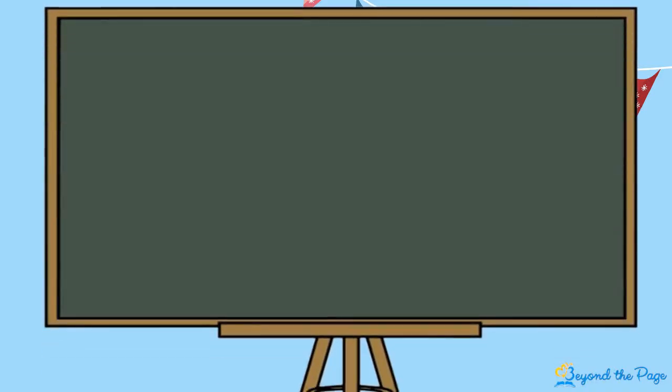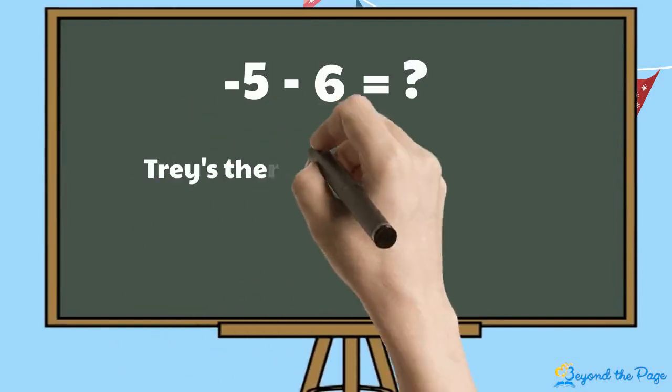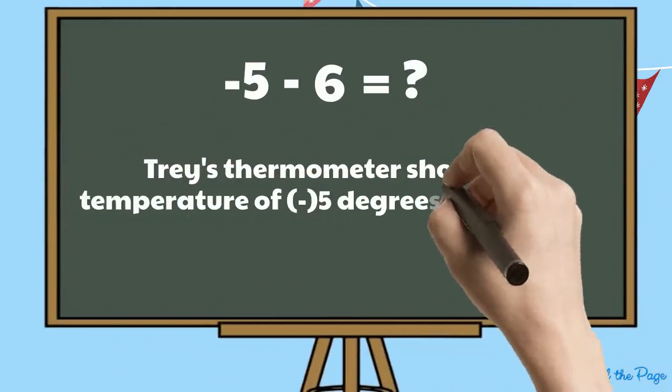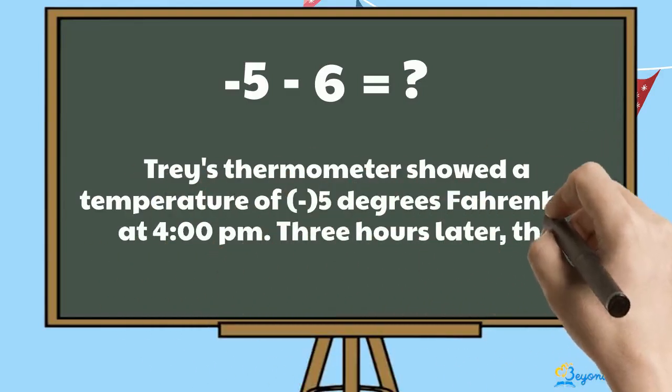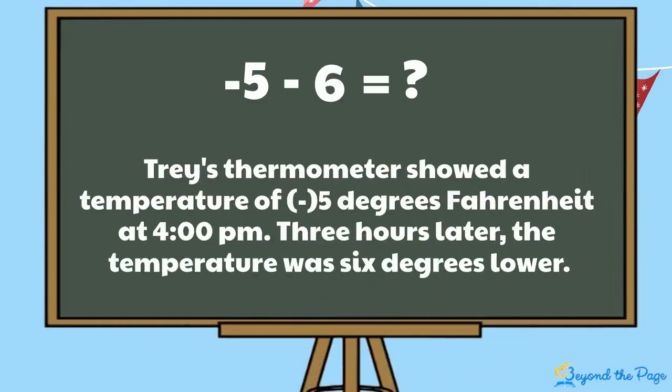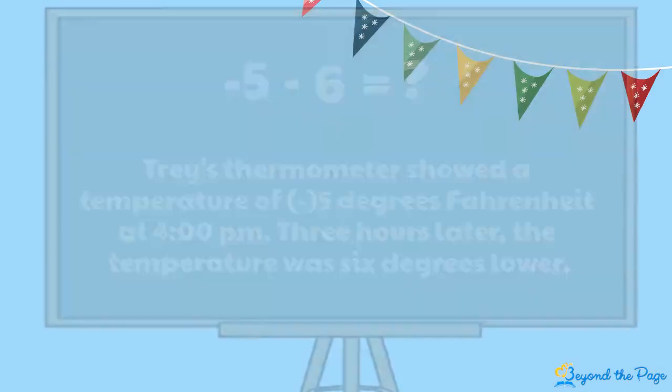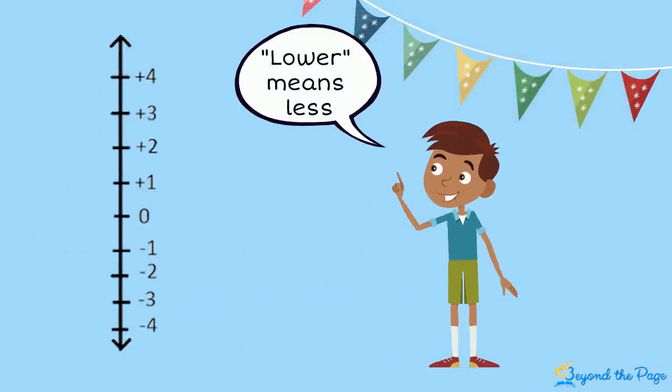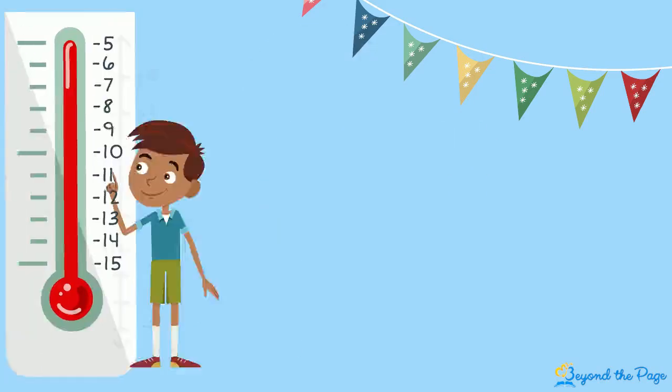What happens if you start with a negative number and then subtract a number? Let's look at this one as a word problem. Trey's thermometer showed a temperature of negative 5 degrees Fahrenheit at 4 p.m. 3 hours later, the temperature was 6 degrees lower. You know that lower means less and signals you to subtract. So the problem is negative 5 minus 6.